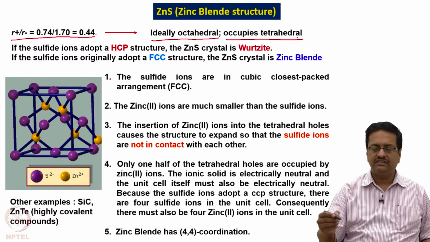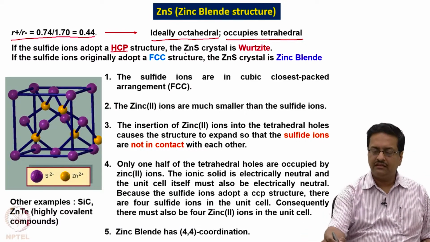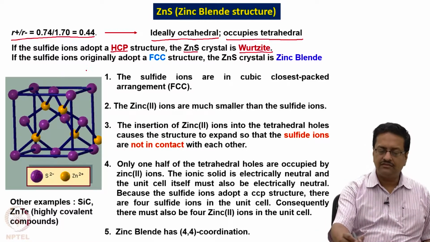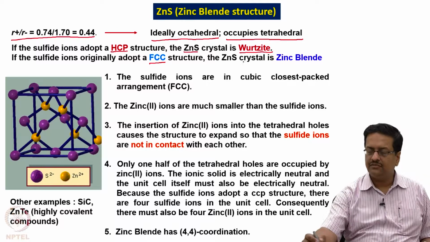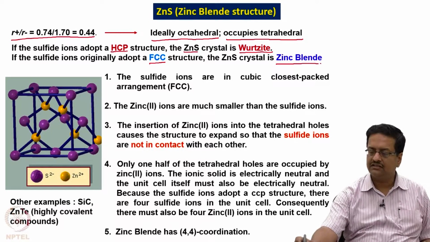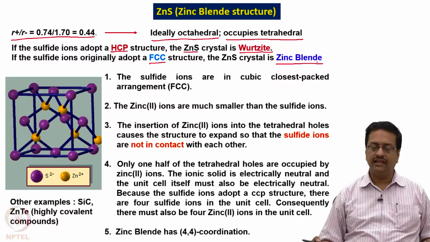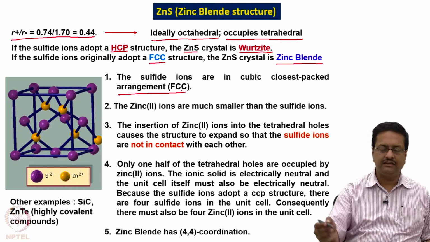So, now if the sulfide ions adopt the hexagonal close pack structure, then the structure of zinc sulfide is called the wurtzite structure. If the sulfide ions adopt a face centered lattice, then this particular zinc sulfide crystal structure is called the zinc blende structure. So, in this case, the sulfide ions are in the cubic close pack arrangement, that is FCC.